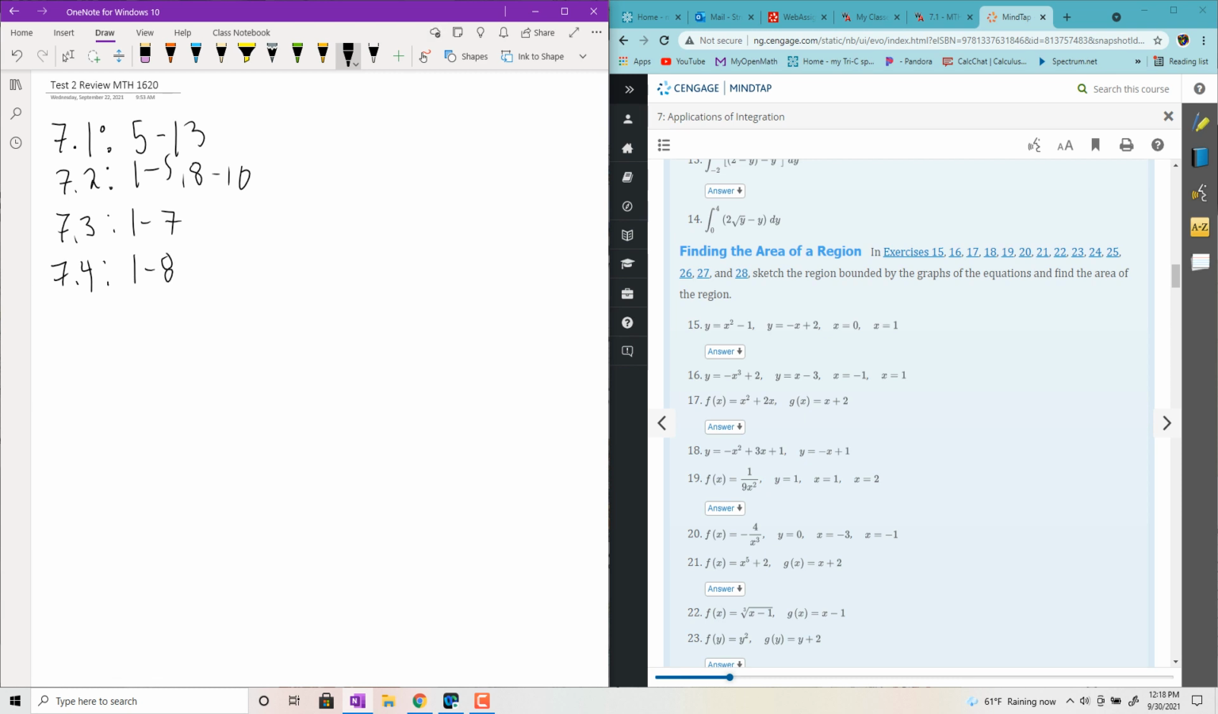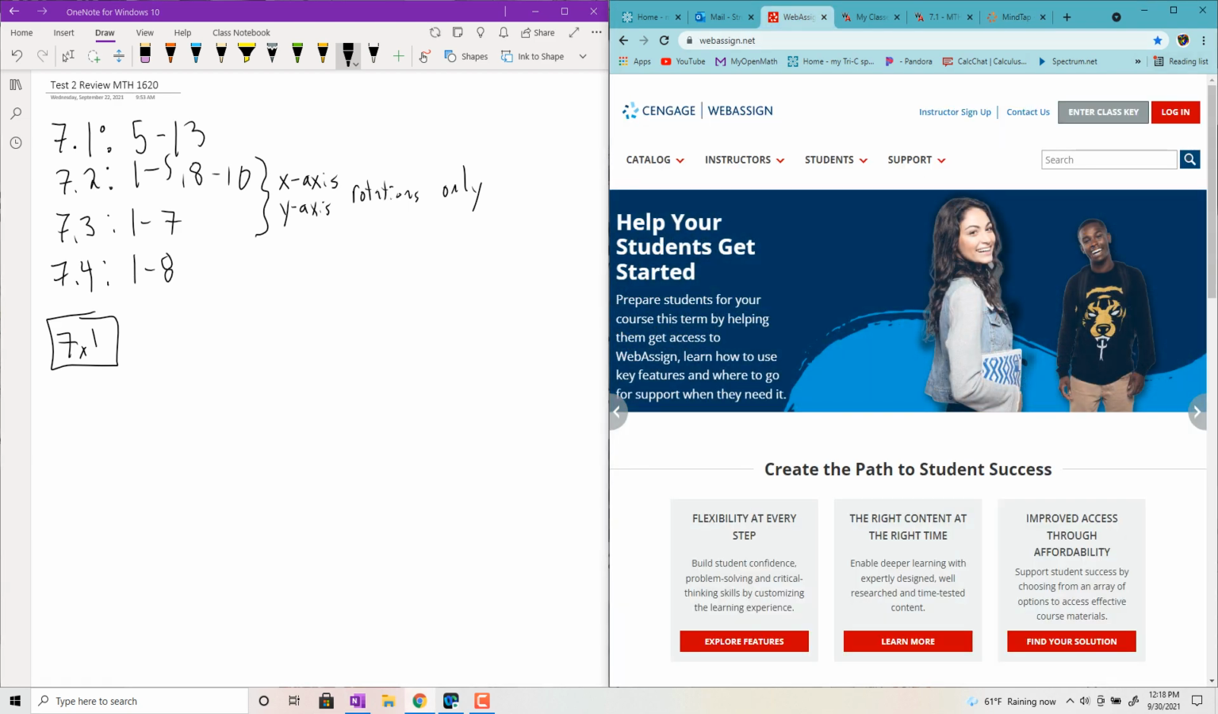As I was going through doing my review, well, first off, for these shell, disk, and washer methods, I'm only going to do x-axis or y-axis rotations. I'm not going to bother with shifted axes. But what I noticed in going through my review is that the questions in WebAssign are often quite obnoxious.